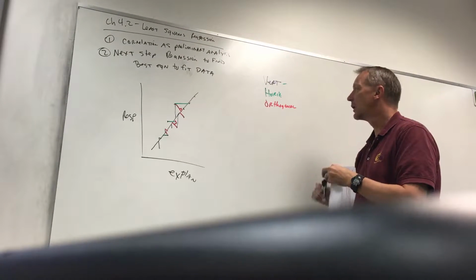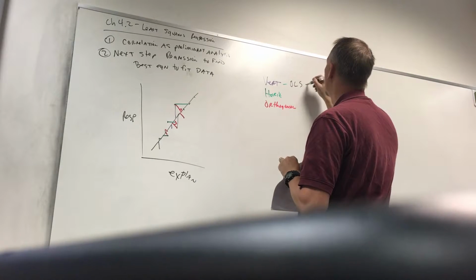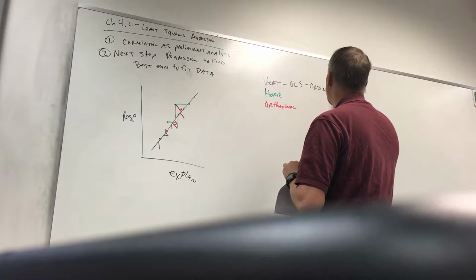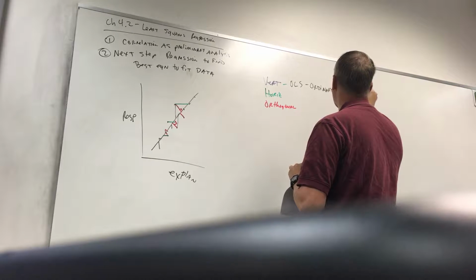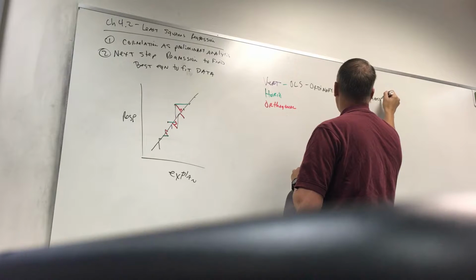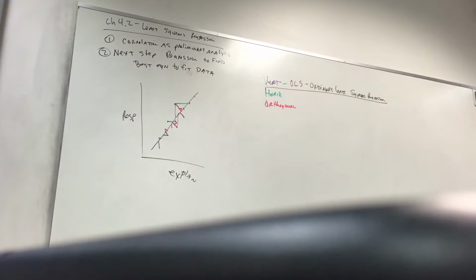And we refer to that method as OLS, which stands for ordinary least squares regression. Okay? So the vertical distance is the best.